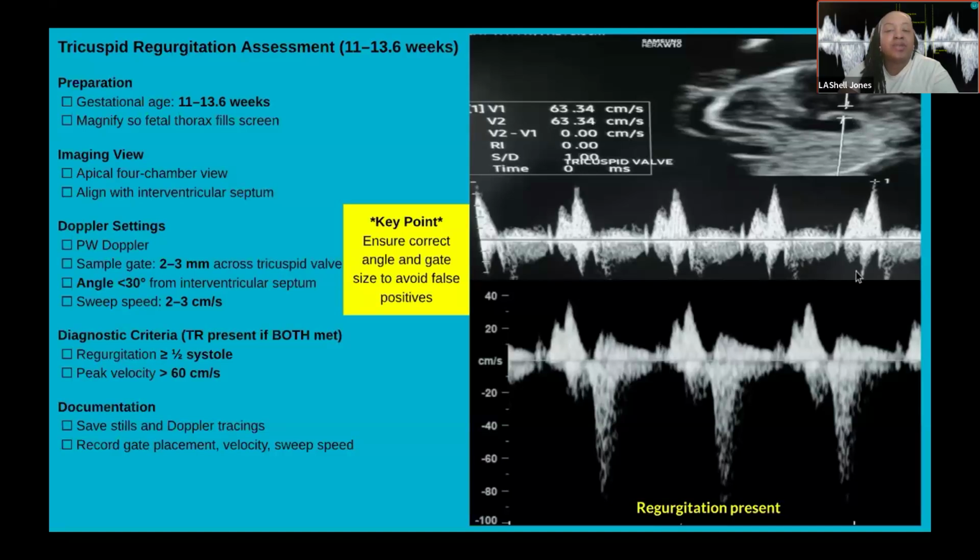Okay. And then from there, we're assessing for tricuspid regurgitation. Now, regurgitation is present if it's greater than 60 centimeters per second, which you can see in this particular case, it's about 80, and that it is at least half of or greater than half of the systole, which we have here. It's just about half of that. Okay. But this is how you assess for tricuspid regurgitation. Right. Now, at the top one, this is a normal assessment where no regurgitation was present. So I do want to point that out as well. Okay.